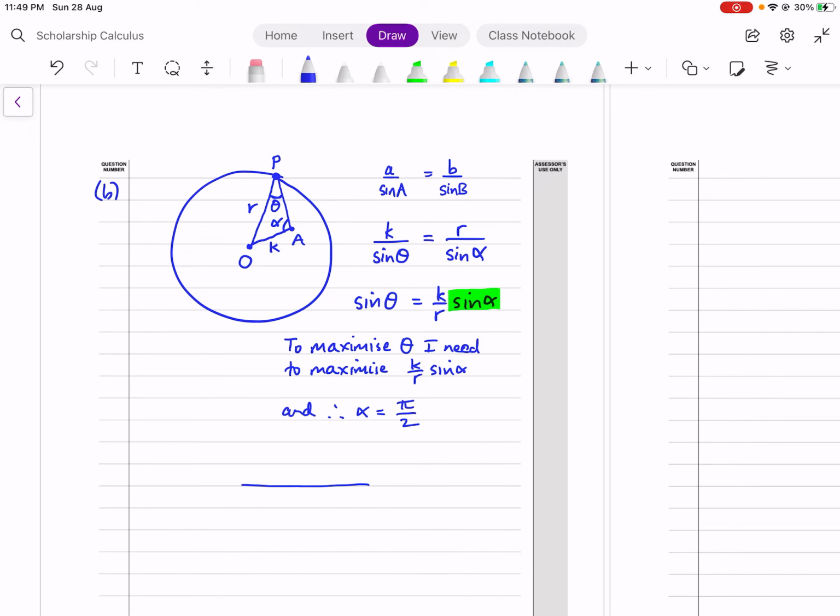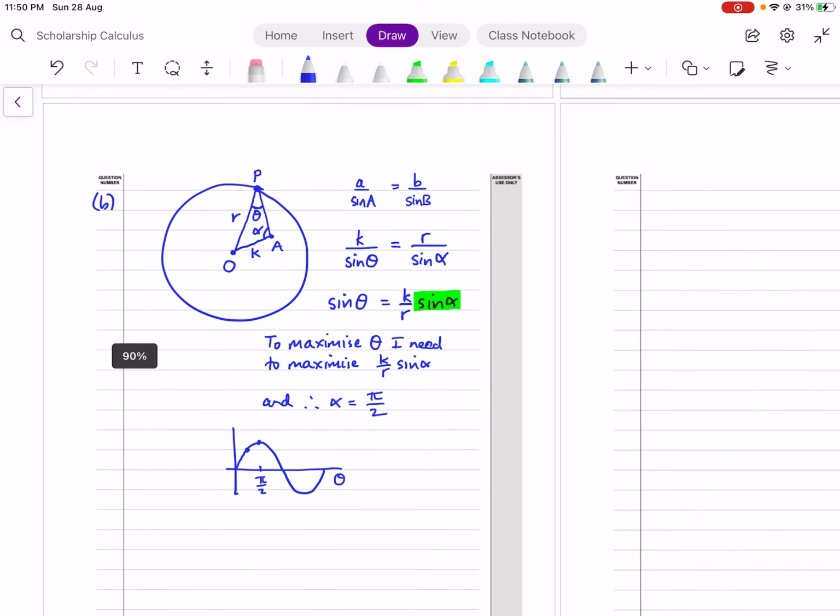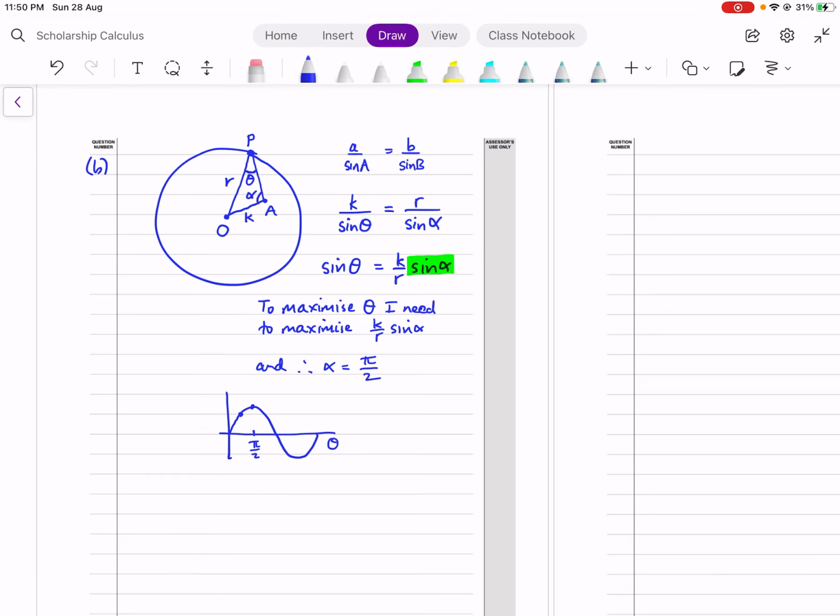If you think about the sine graph, sine of theta, as theta increases up to pi over 2, it keeps getting bigger and bigger and bigger. If I want the biggest value of it, now theta can't be pi over 2. Okay, you can look at the diagram there, theta can't be pi over 2. But it's going to be somewhere in between 0 and pi over 2. And as it increases, so does the value of sine theta. The biggest value of sine theta will exist when alpha is pi over 2. Okay, so it's a nice little proof there without using differentiation.